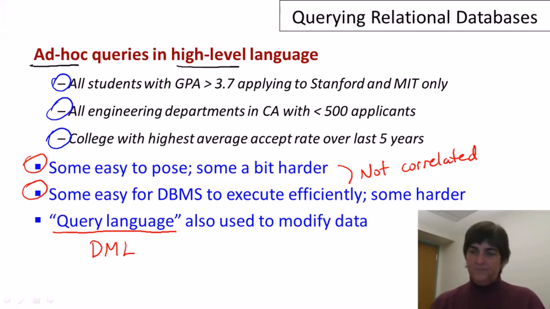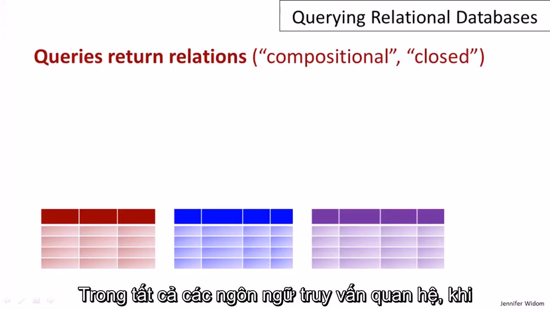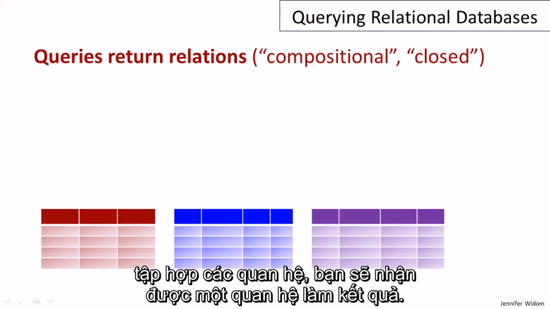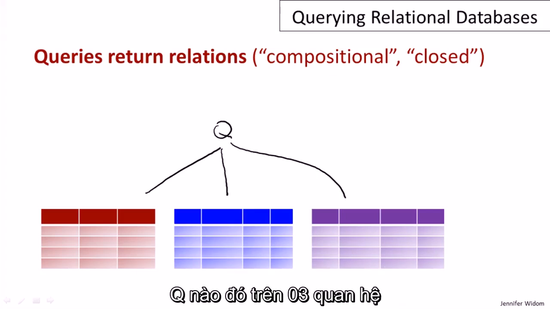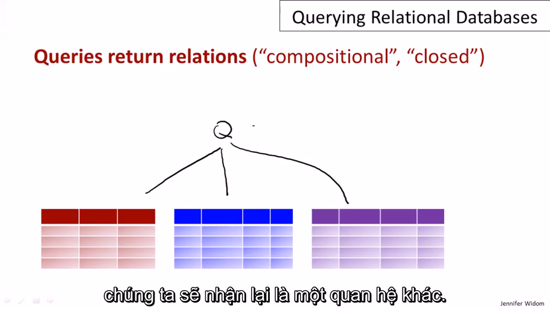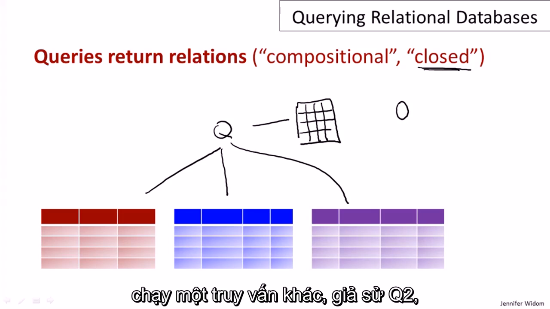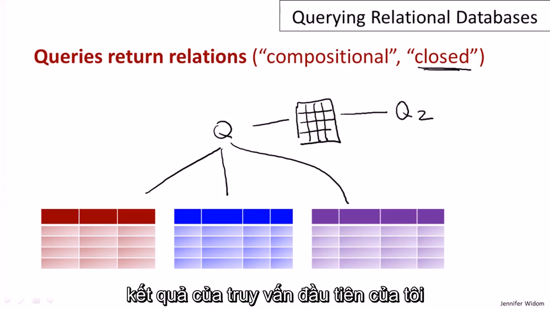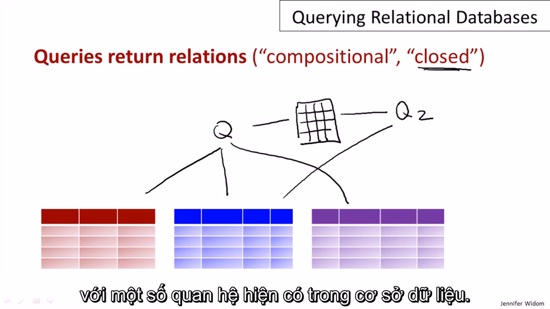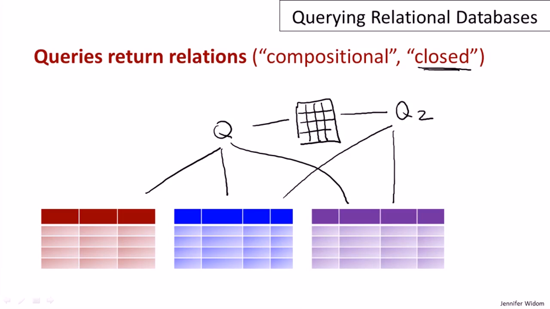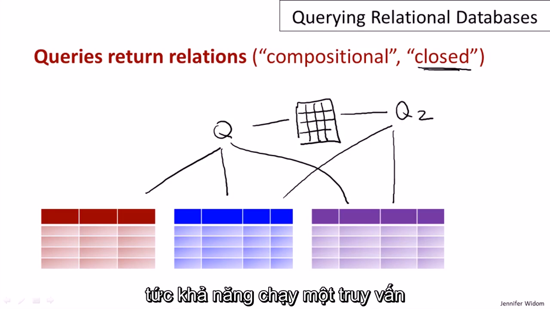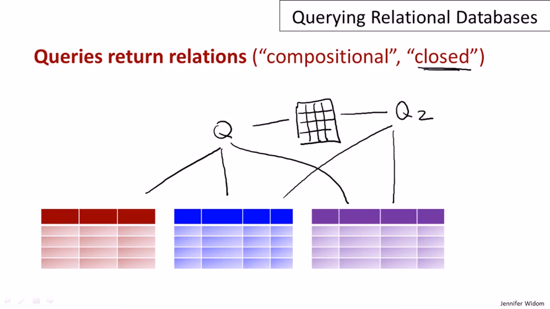In all relational query languages, when you ask a query over a set of relations, you get a relation as a result. So let's run a query Q, say, over these three relations we've shown here, and what we'll get back is another relation. When you get back the same type of object that you queried, that's known as closure of a language, and it really is a nice feature. For example, when I want to run another query, say Q2, that query could be posed over the answer of my first query and could even combine that answer with some of the existing relations in the database. That's known as compositionality, the ability to run a query over the result of a previous query.